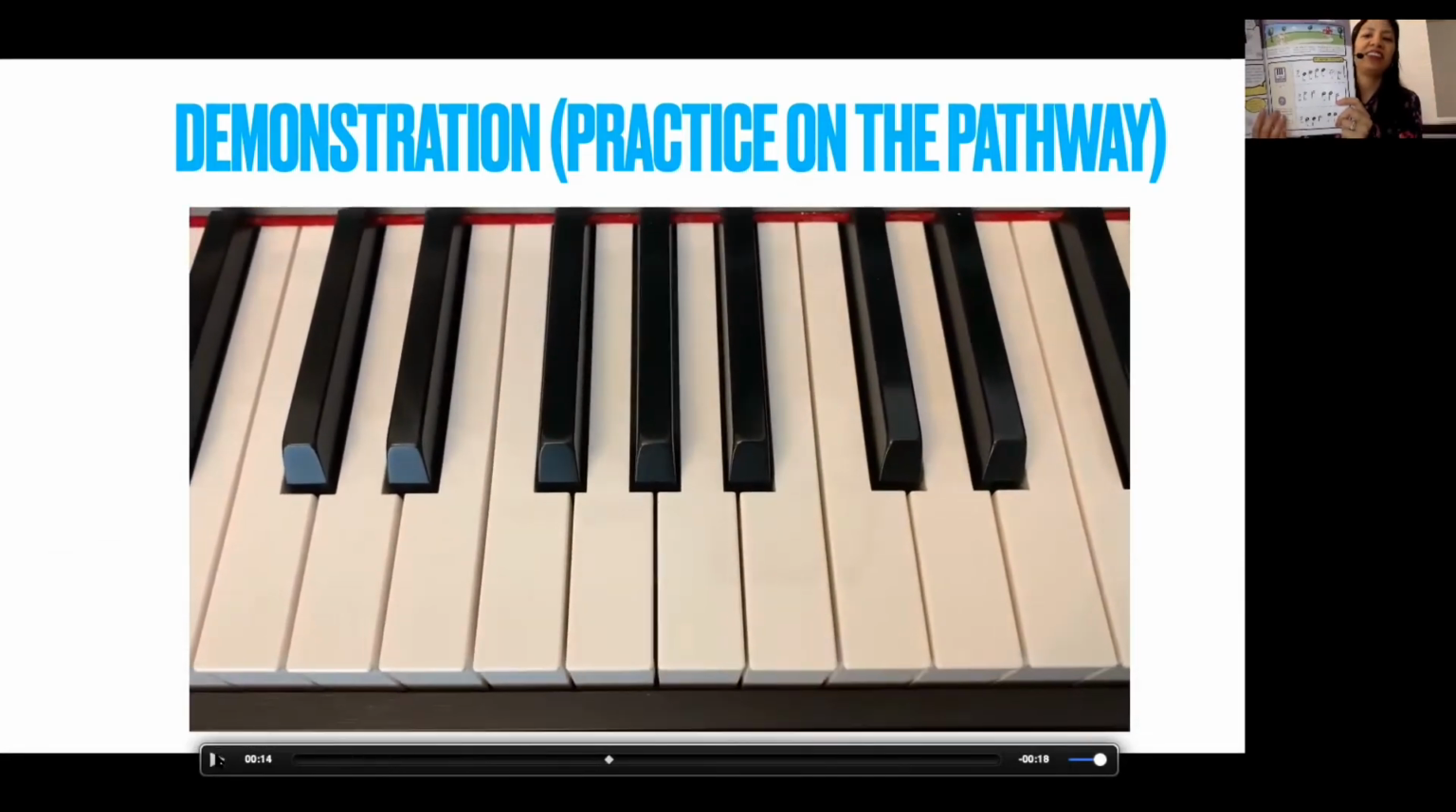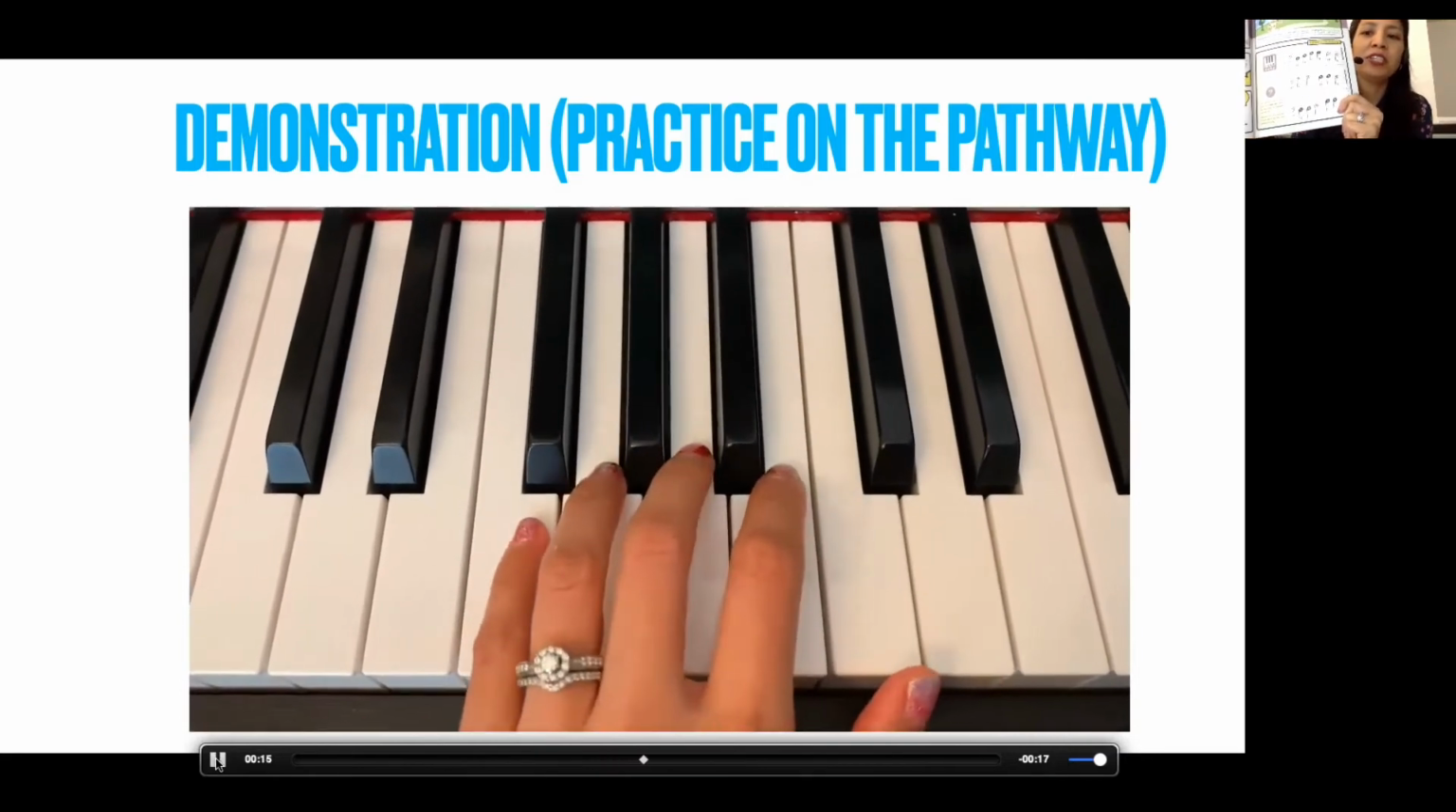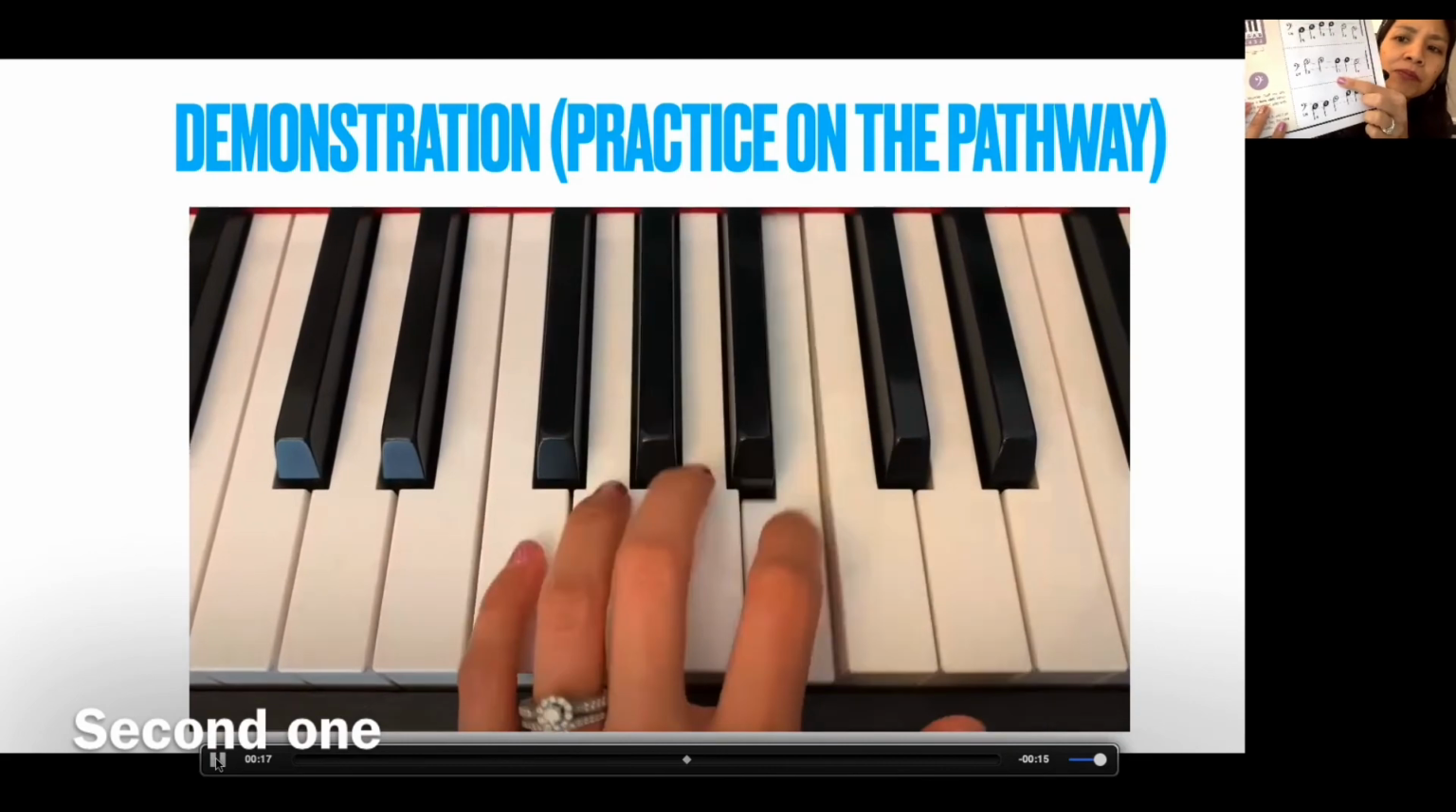All right, very good. Now we're going to go to the second one. All right, playing with your left hand, 5, 4, 3, and 2 fingers are on F, G, A, and B of your piano. Okay, so here's a demonstration. This is the second one.